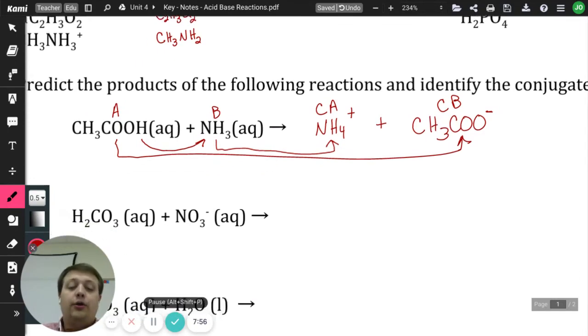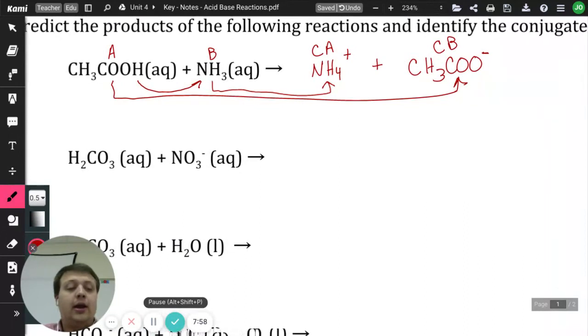All right, so let's do another one, and then I will have y'all dive on into a couple of practice problems on your own. So here I have H2CO3 plus NO3 minus, and it's going to produce what? All right, so let's look at this. So here I've got H2CO3. Well, what is that? Well, that would be carbonic acid. So this would be my acid, which means this would be my base.